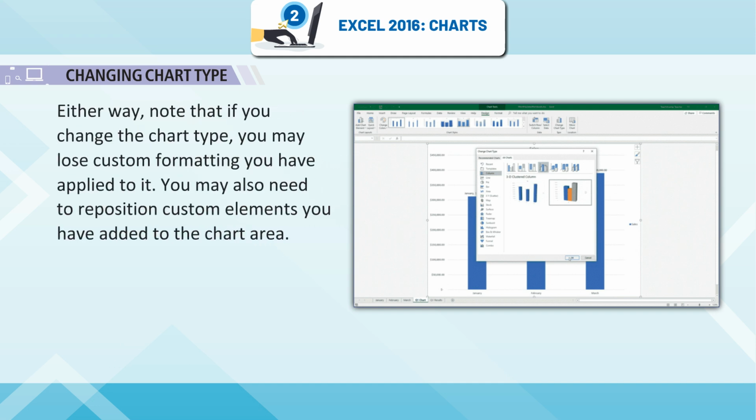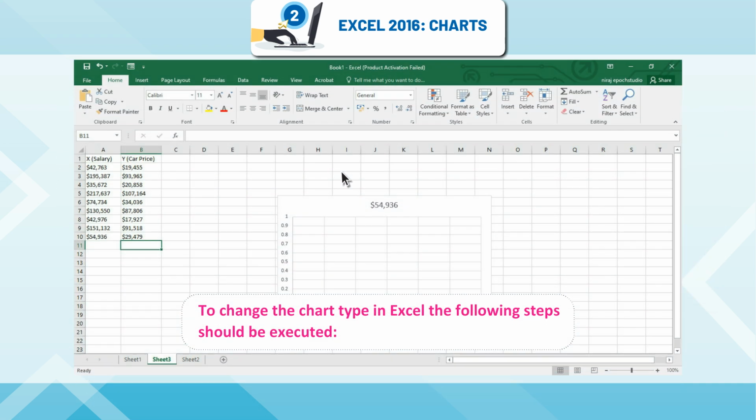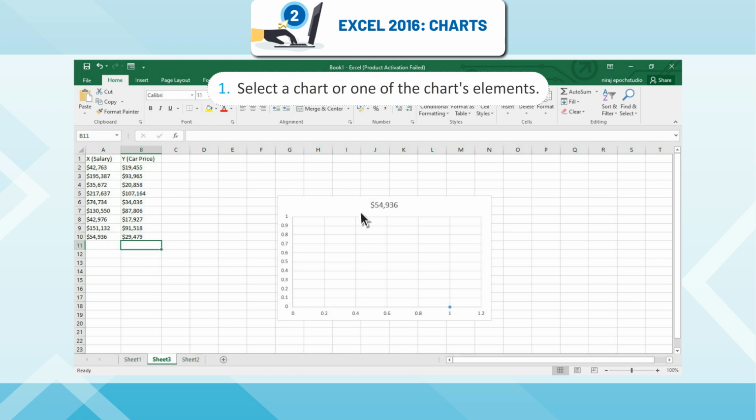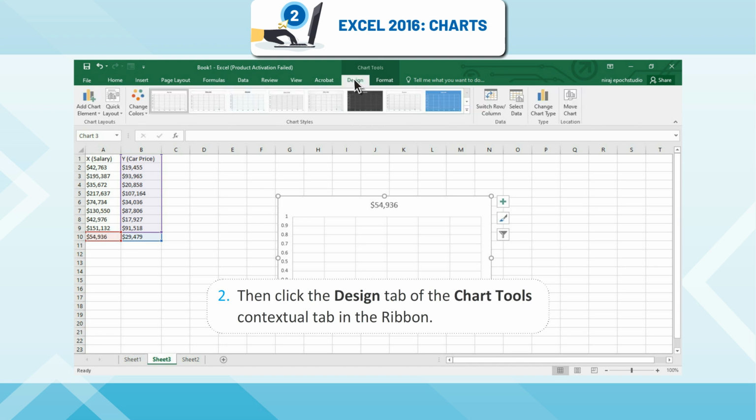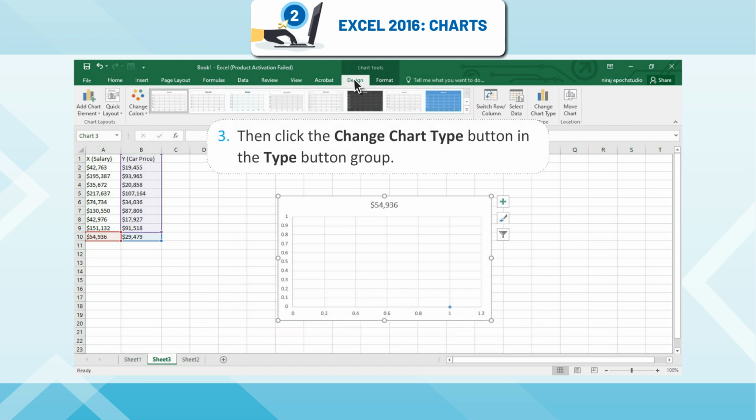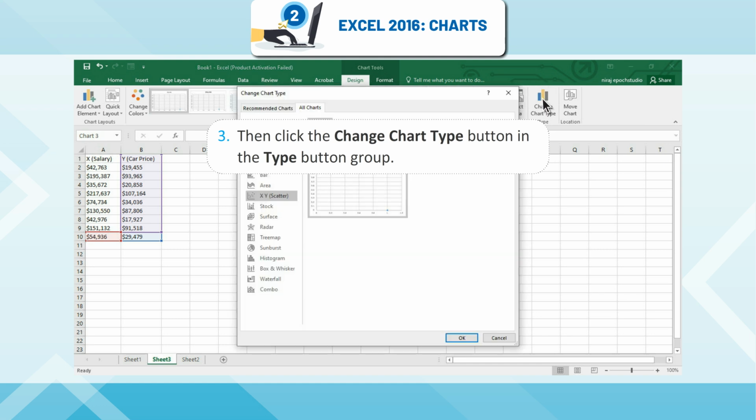Either way, note that if you change the chart type, you may lose custom formatting you have applied to it. You may also need to reposition custom elements you have added to the chart area. To change the chart type in Excel, the following steps should be executed. 1. Select a chart or one of the chart's elements. 2. Then click the Design tab of the Chart Tools contextual tab in the ribbon. 3. Then click the Change Chart Type button in the Type button group.